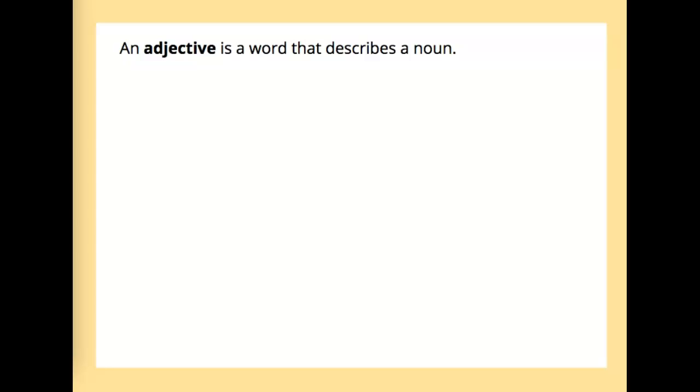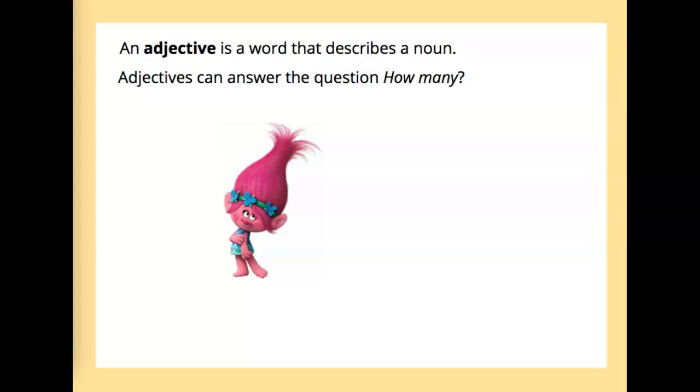Today we will continue learning about adjectives. We learned that an adjective is a word that describes a noun, and today we will focus on adjectives that can answer the question, how many? Here we have a troll. How many trolls? One troll. So the word one is the adjective that answers how many. So how many trolls? One troll.